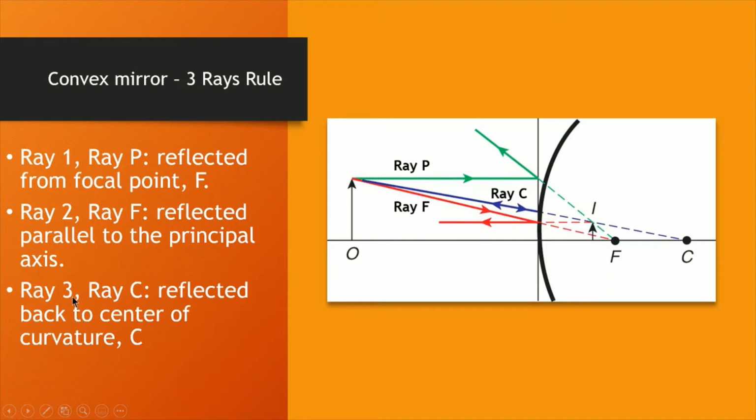And ray 3 is ray C. C stands for center of curvature. So it passes through C. This ray C is reflected back the same way it comes from. It is reflected back along the same track that it comes from.